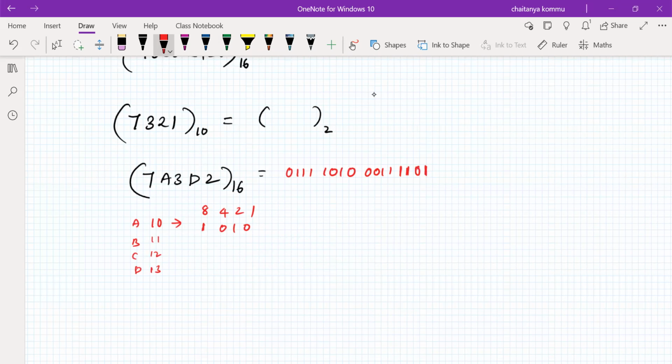So 8 plus 4 is 12, and the last one is 13. Yes, fine. What about 2? 2 we know very well: 0 1 0 0. That's it. Binary number system.